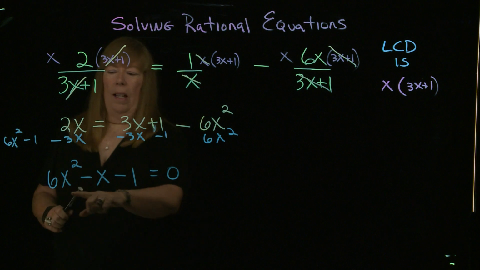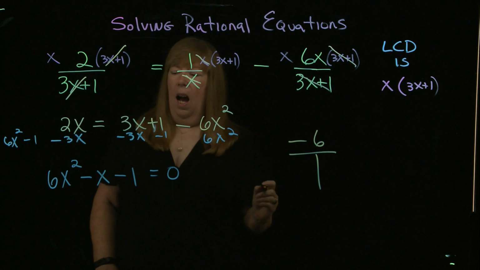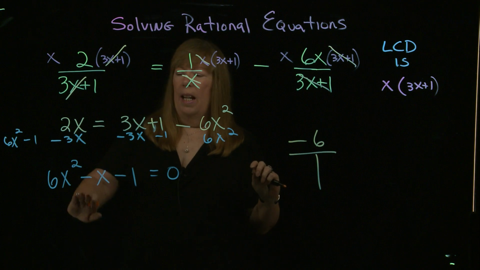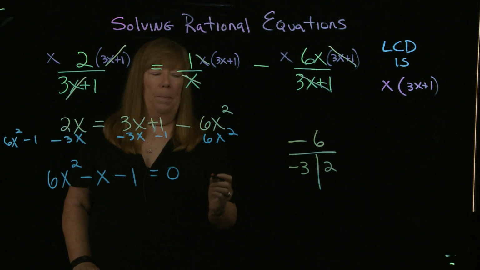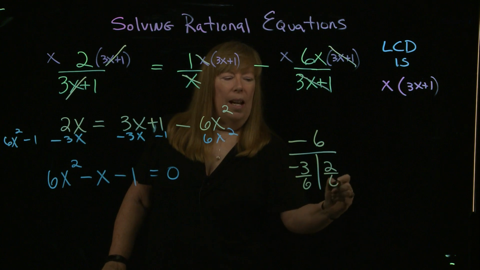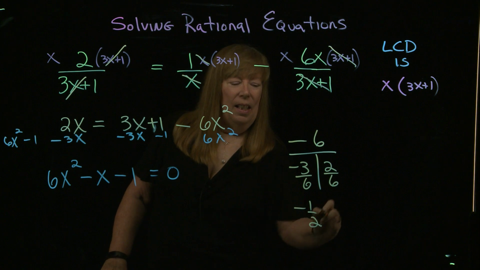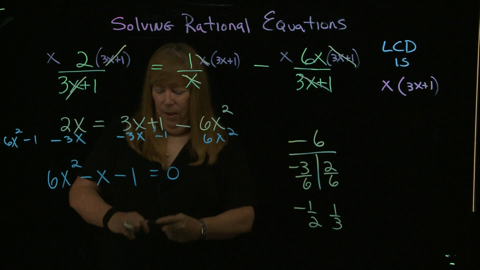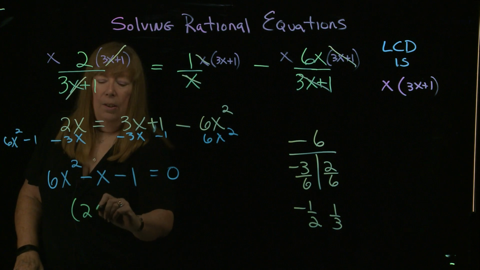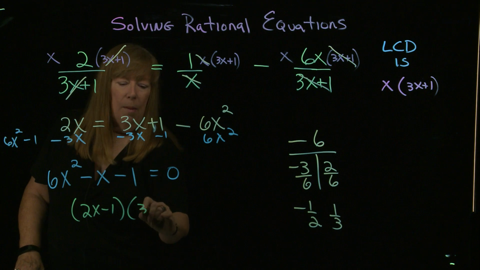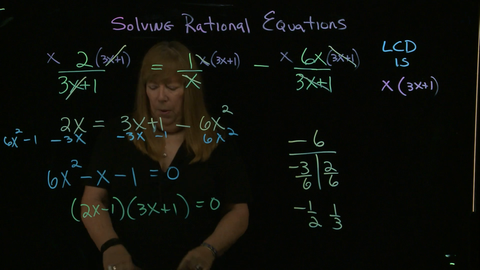Now, hopefully we can factor this. 6 times negative 1 is negative 6. I need two numbers that multiply up to negative 6 but add up to negative 1. How about that? We'll put them both over a. This is my secret shortcut method. Do you remember it? Okay, so this is going to factor to 2x minus 1 times 3x plus 1 equals 0, and we'll just solve them both.